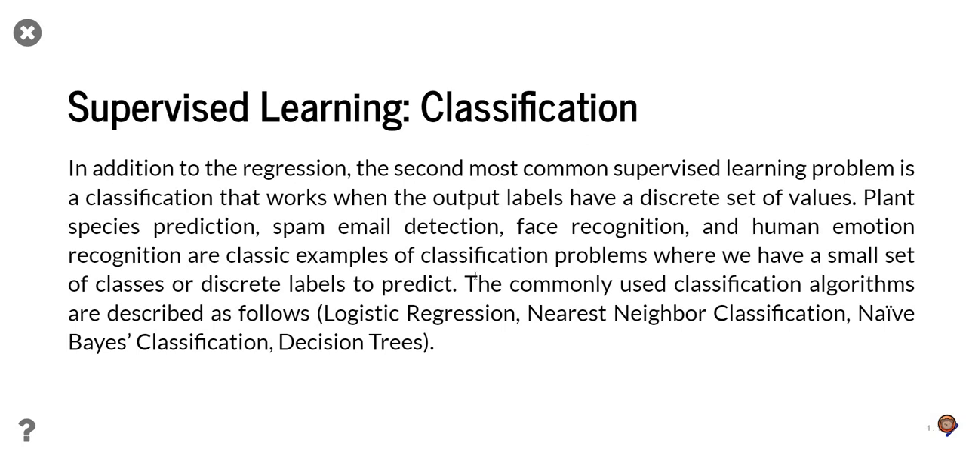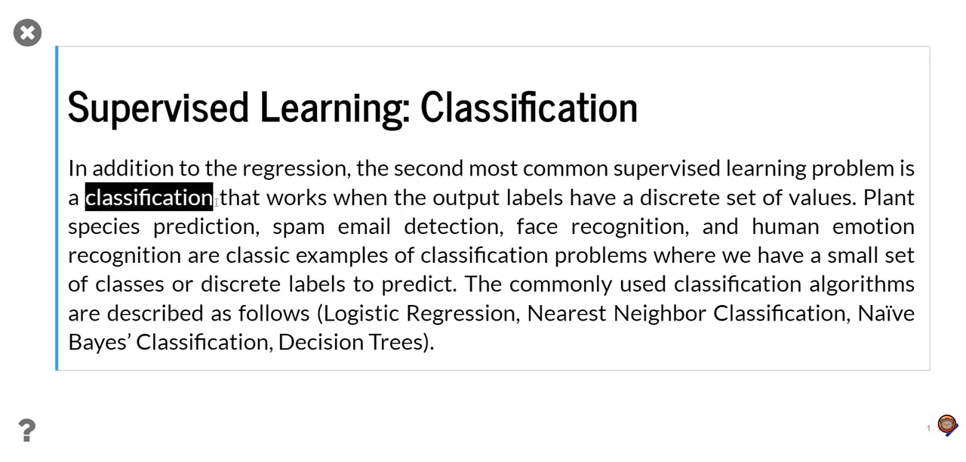Okay, so now previously we have looked at supervised learning and regression. In addition to regression, the second most commonly used supervised learning problem is the classification problem. Classification. And under classification we have several algorithms.